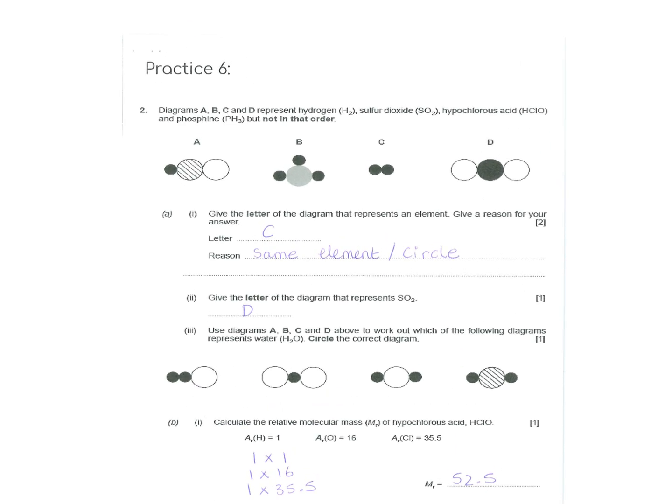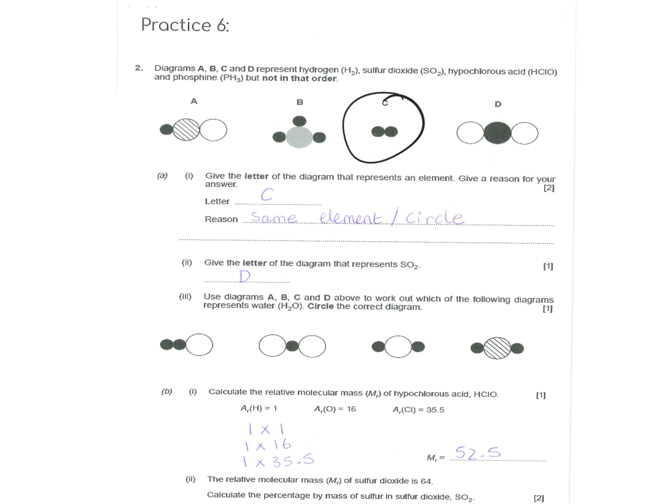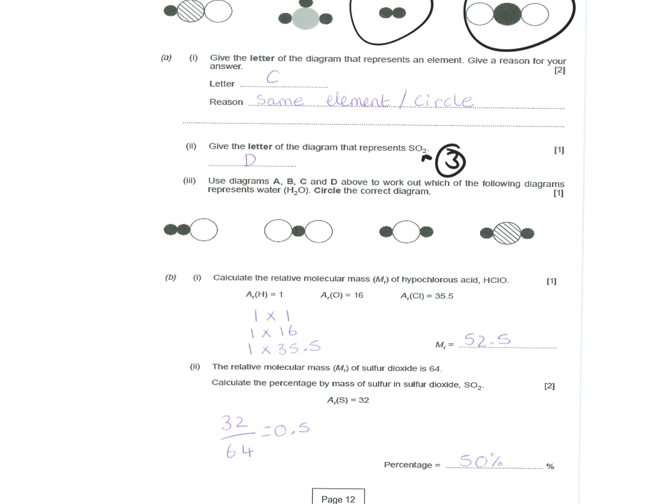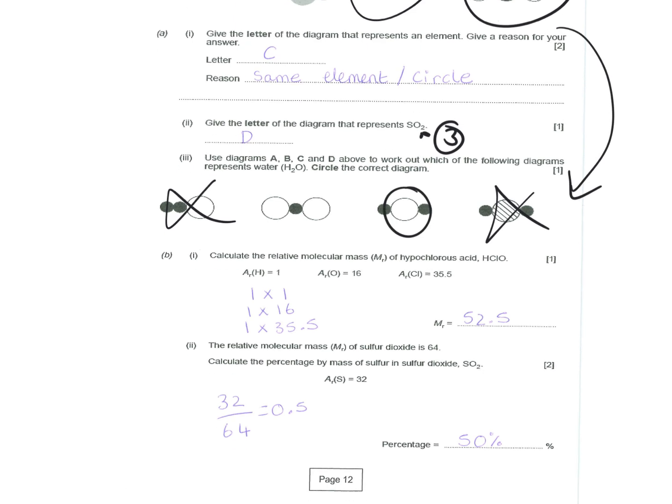Very similar again. You can see the questions are quite repetitive. Which one's an element? It has to be C because it's the only one with two of the same. Which one represents SO2? The easiest way to do it is you're looking for 3, but you've got 2 oxygens the same, so it has to be D. Which one represents water? Now remember, with water, you need to have the one in the middle, so it can't be that one, can't be that one. If you use this one up here to help, you know the oxygen's that big circle.